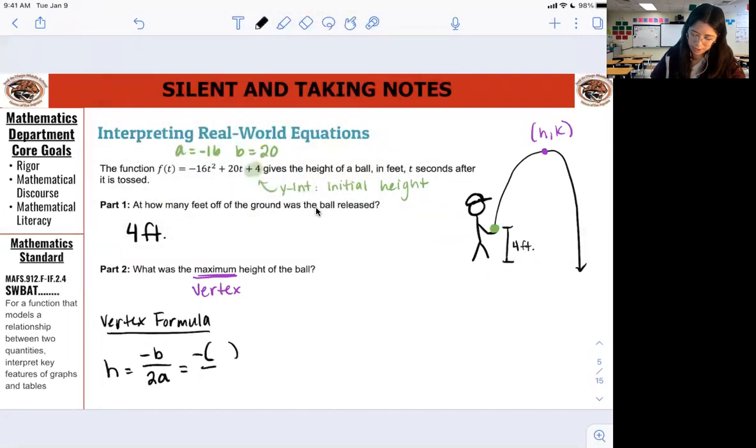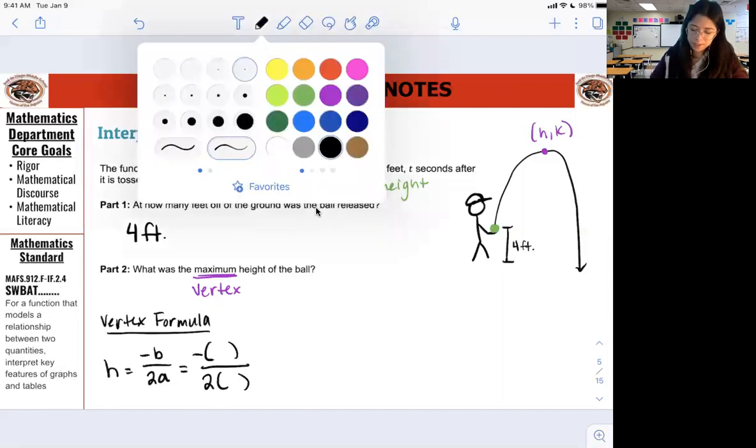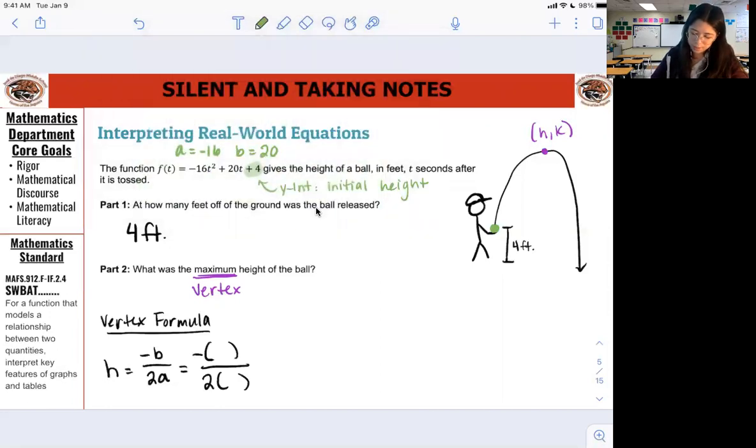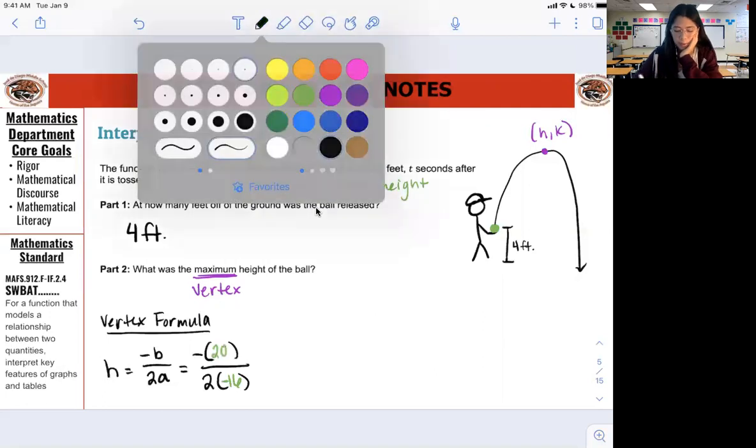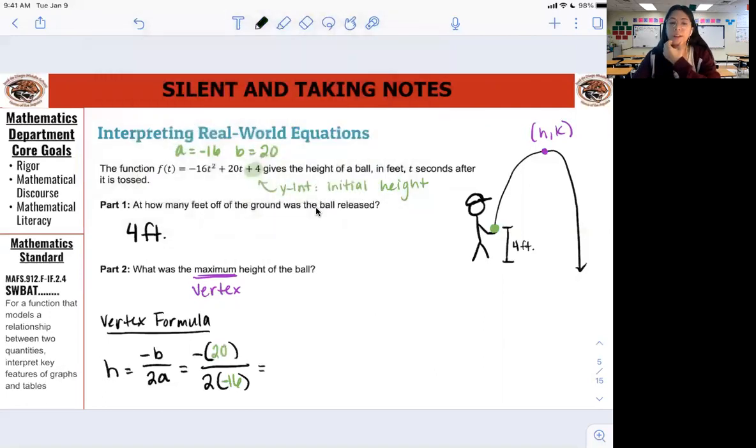Plugging everything in. Now, if you're not writing this down, you're doing yourself a disservice. Please write this all down, because when you write things down, it becomes easier and easier to remember how to do it. So after today, everyone should feel good about using the vertex formula all on their own. By the time we get to the end of class, I'm going to have you doing it on your own a few times. So let's do this one together.